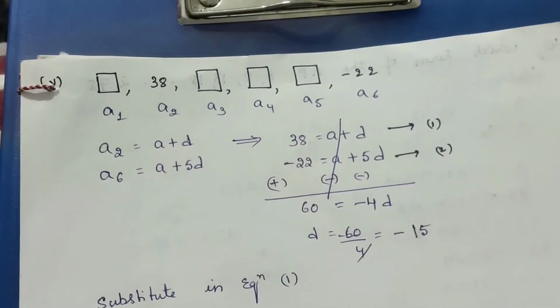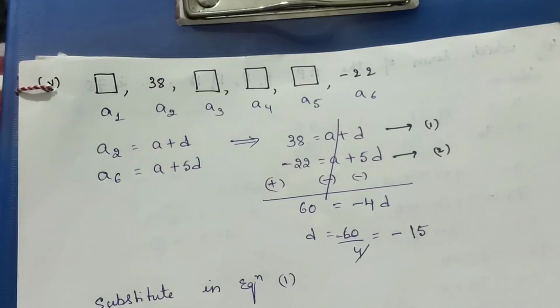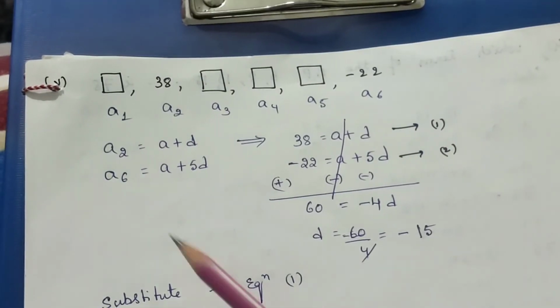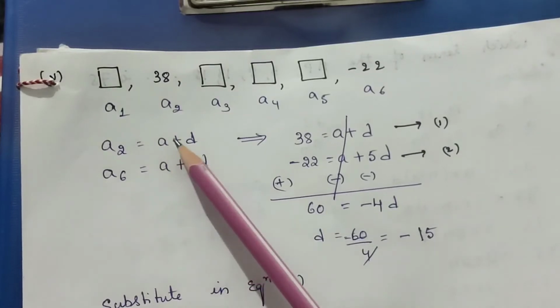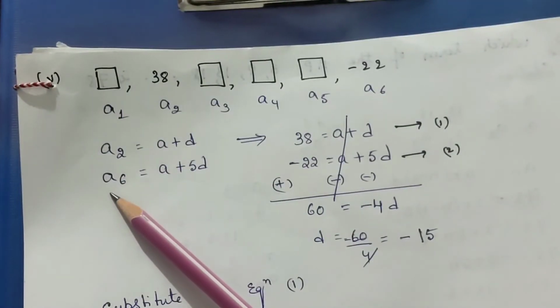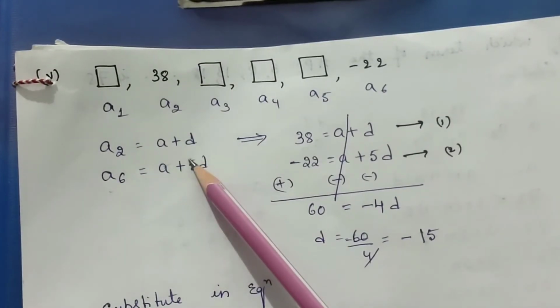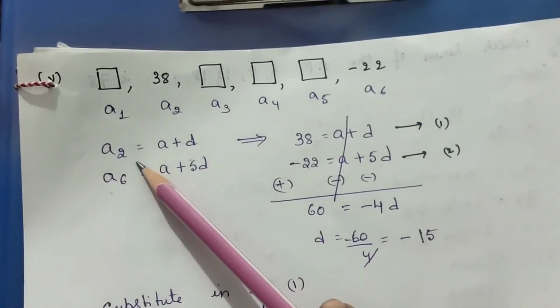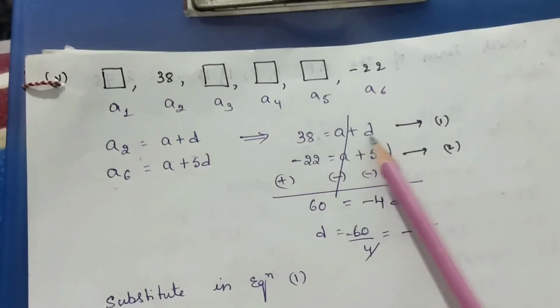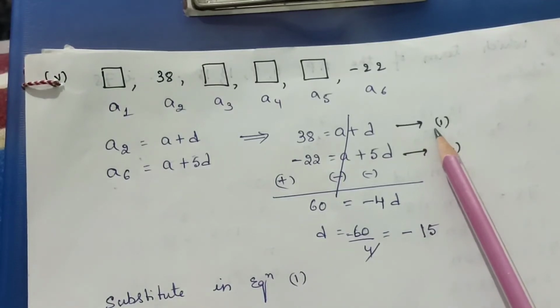Number 5, where the first term and third, fourth, fifth have to be found out. The second term of the AP is given, that is 38, and the sixth term is given, that is minus 22. The second term, that is A2, can be written as A plus D, and A6, that is the sixth term, can be written as A plus 5D. Now substitute the value of the second term, that is 38 is equal to A plus D. Let me call this equation 1.